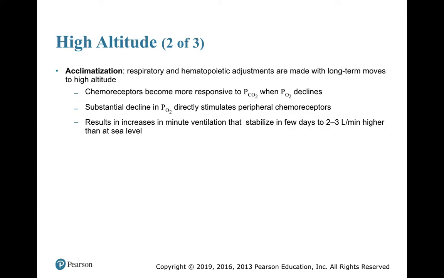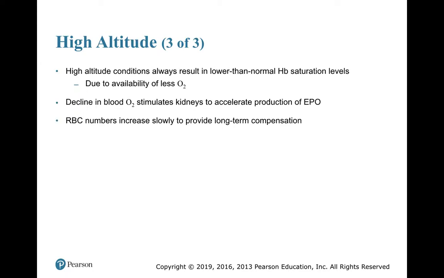Acclimatization is when the respiratory and hematopoietic adjustments are made with long-term moves to high altitude. When you get acclimated to those altitudes, chemoreceptors become more responsive to CO2 when oxygen declines. A substantial decline in oxygen would directly stimulate peripheral chemoreceptors, and that results in an increase in minute ventilation that stabilizes in a few days to 2 to 3 liters higher than you would have been at sea level.